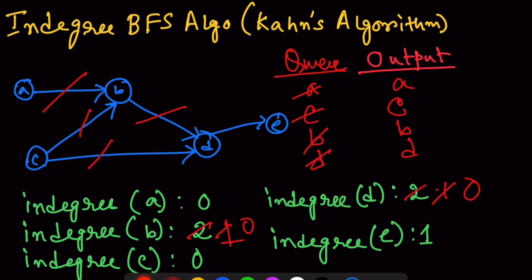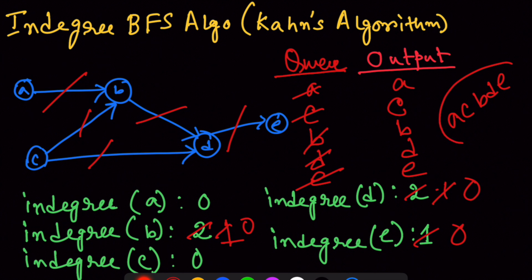Now we'll get rid of this edge D to E and will decrease the integrity of E. That will become 0. Right? So we can add it in our queue, and then E doesn't have any other neighbors. So we can process E and we can add it in our output. So our solution will be A, C, B, D, E.